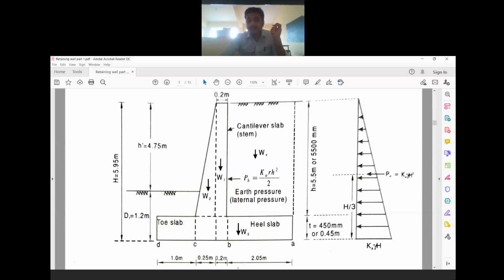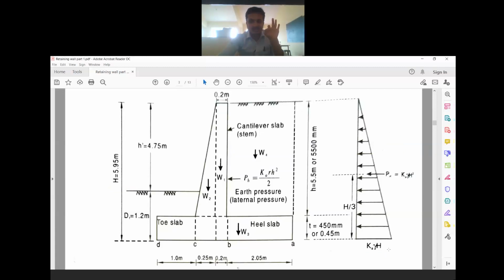With that concept, the pressure will be acting at a distance of h by 3. How much is the pressure? Ka, that is the angle of repose consideration, multiplied by density of soil multiplied by height will give you the pressure. Capital H means overall height. So if I stand here, say this is 2 meter, at this point it will be Ka gamma, which is constant, into 2 meter. Here, for the larger height, I put 5.95. So this is the formula for calculation of pressure.